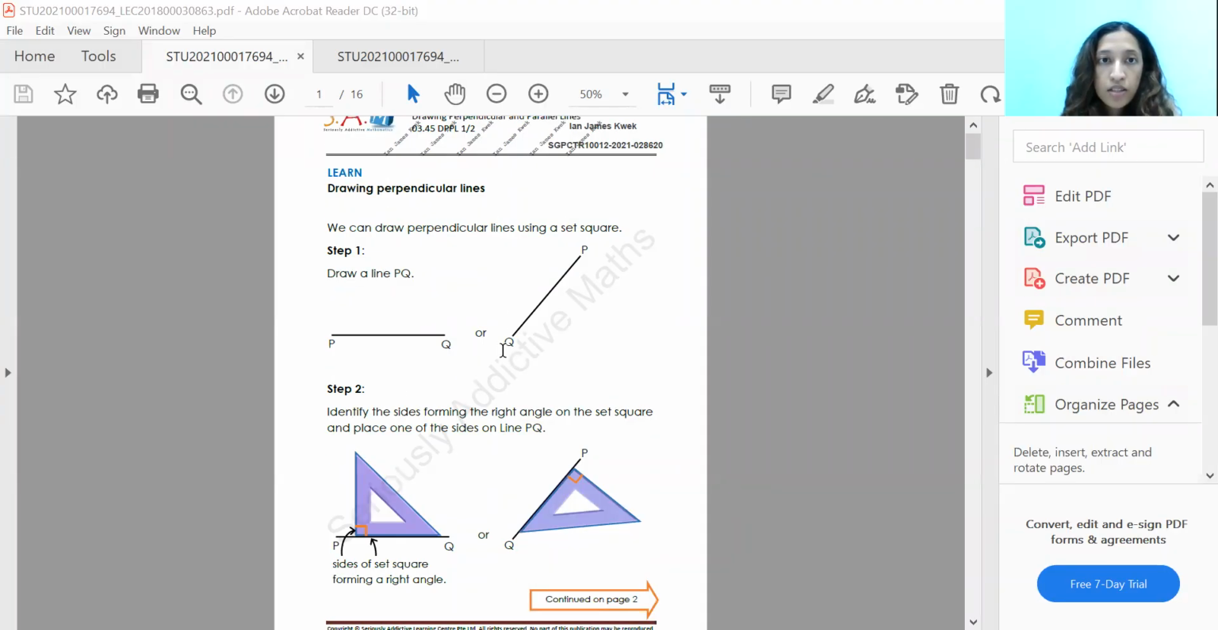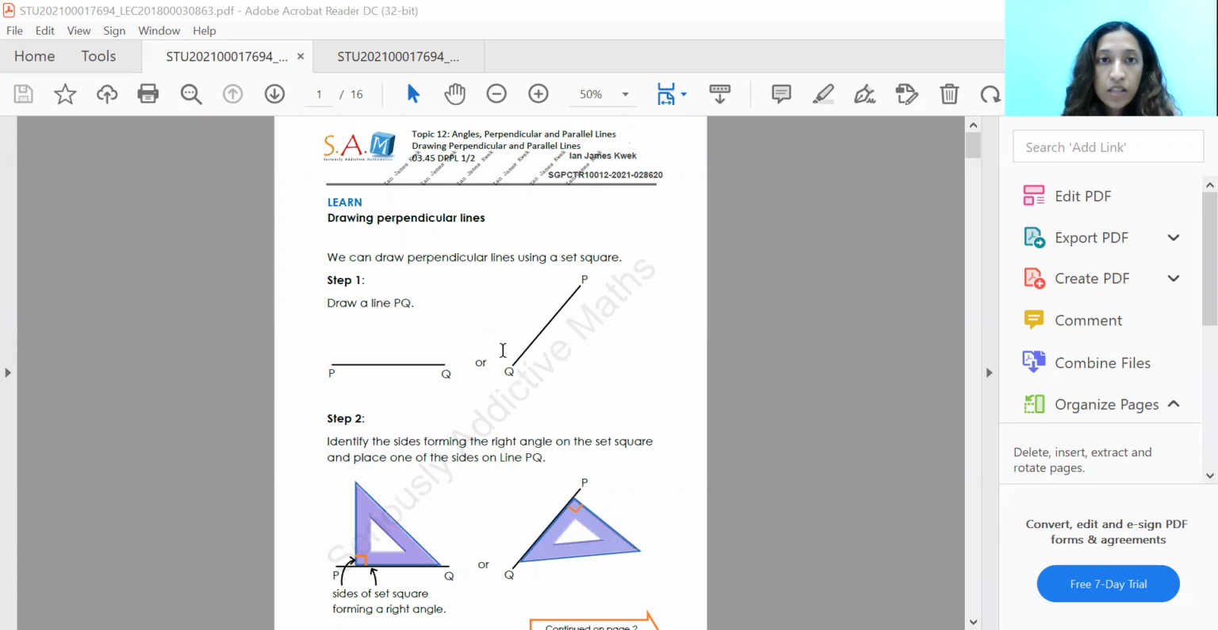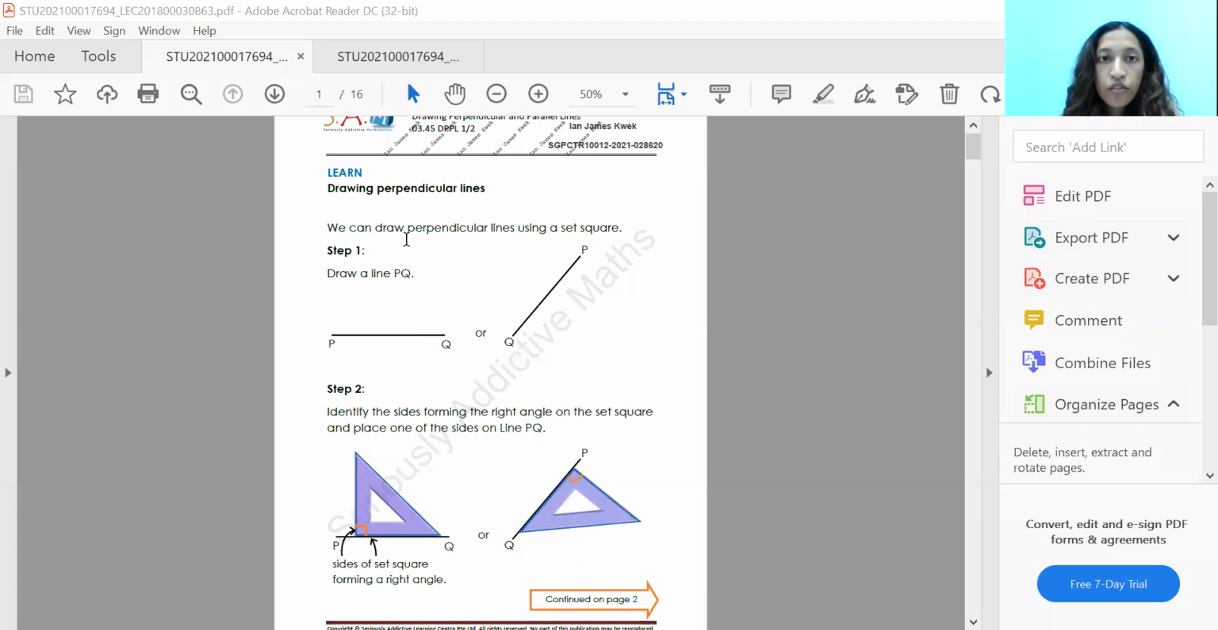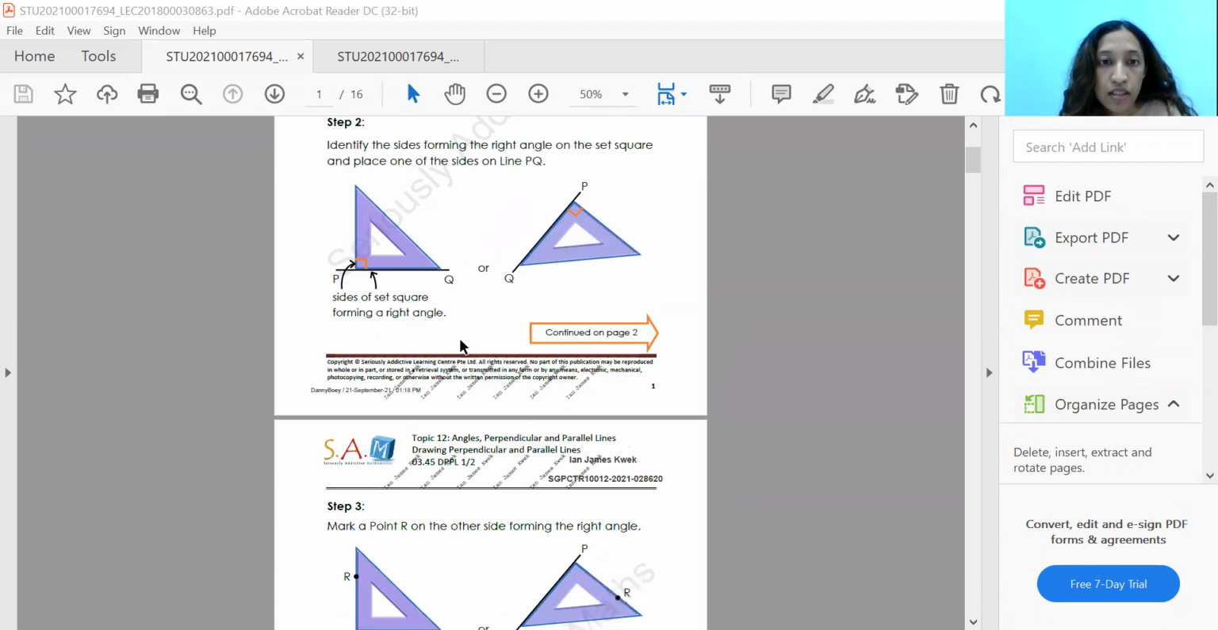All right, so let's go through perpendicular lines. What are perpendicular lines? So basically, perpendicular lines are lines that meet and they form a right angle. Okay, so let us see. We can draw perpendicular lines using a set square. Okay, but because we are doing this online, I'll try my very best to show you over here. All right, so let us see.